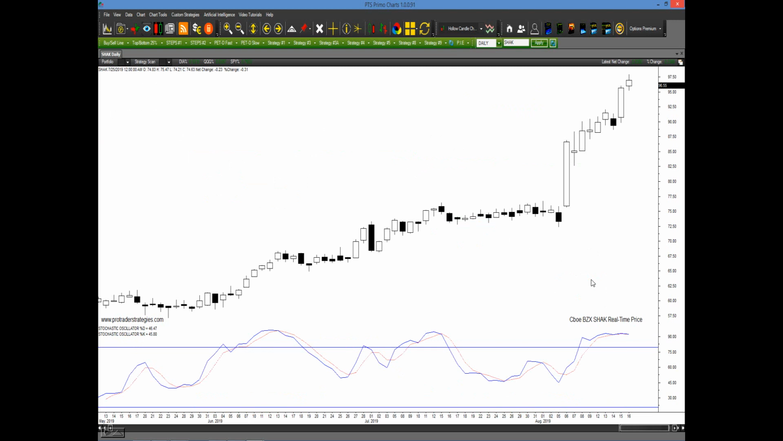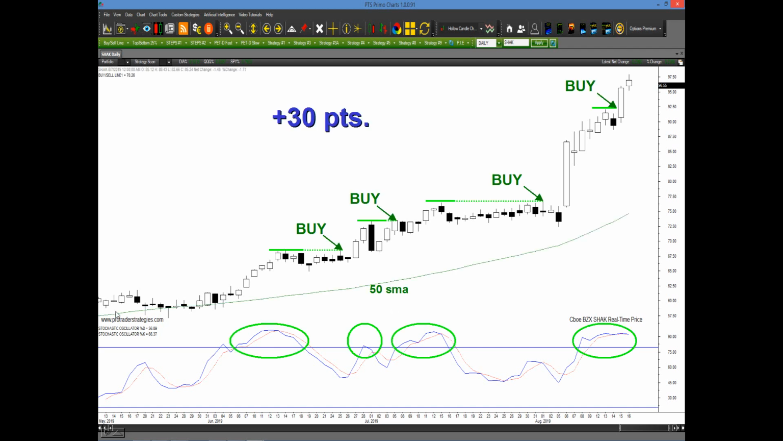How about this example in SHAK, S-H-A-K? Okay, once again, if you would have tried to short this, you would have lost a lot of money. Isn't it easier when you swim with the current at your back? That means trading in sync with the overall trend. Now, some of you would say, well, how do you know the overall trend? It's simple. Add the 50-period moving average. We've known well in advance that this has been above its 50-period moving average. So why would you sell this?